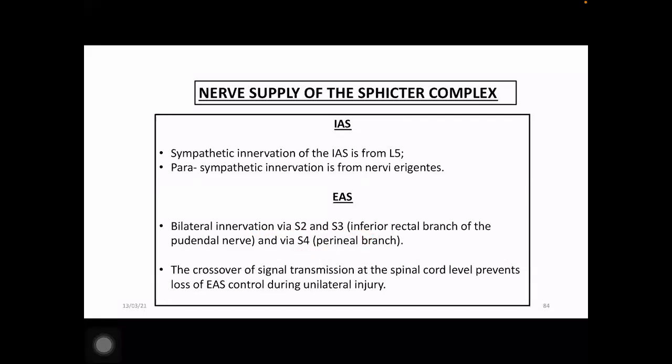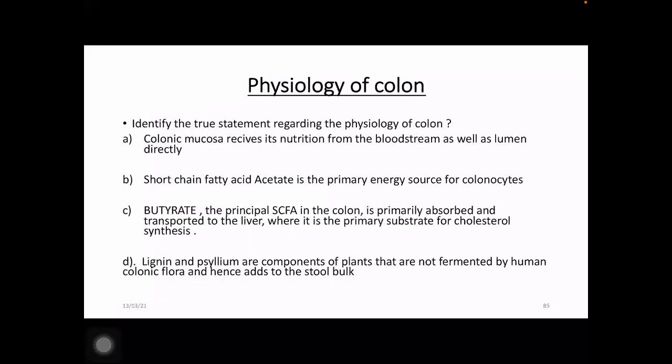Fine. So the internal anal sphincter is under autonomic control, and the external sphincter is under voluntary control by the sacral nerves. Regarding the physiology of the colon, I want to stress, let's just go through this MCQ. Identify the true statement regarding the physiology of the colon.